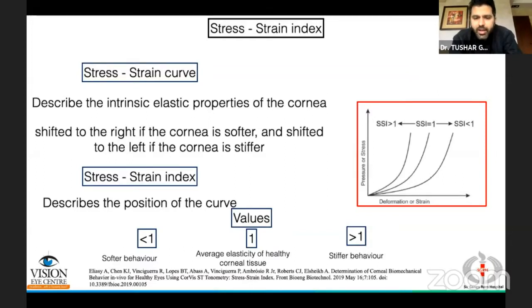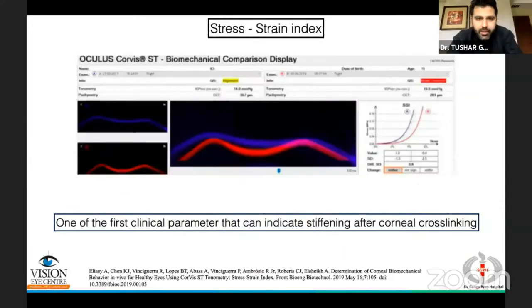So there is also a stress strain index that has been described to help you look at these values. The value of one has been taken as the average elasticity of healthy corneal tissue based on the normative data and the regression analysis that they have done. And this is also based on finite modeling that has been done by these authors. So again, value of one indicating average elasticity, value more than one is stiffer behavior, less than one is softer behavior.